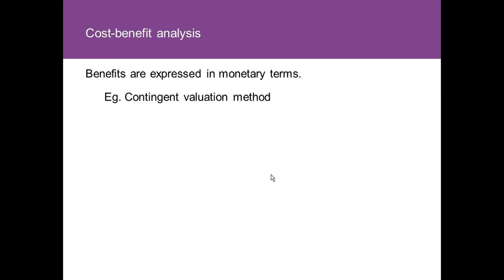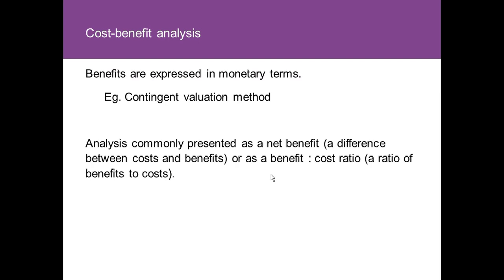The final economic evaluation approach that you may encounter is a cost-benefit analysis. Here, the benefits are expressed in monetary terms. The contingent valuation method can be used to do this. The analysis is commonly presented as a net benefit, such as a difference between the costs and benefits of the options being compared, or as a benefit to cost ratio, which is simply a ratio of benefits to costs.